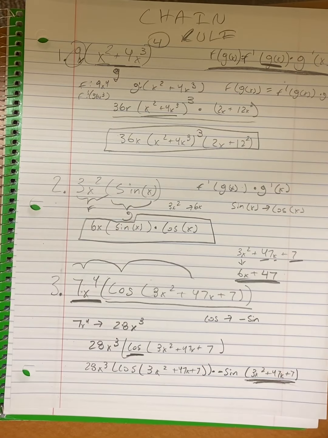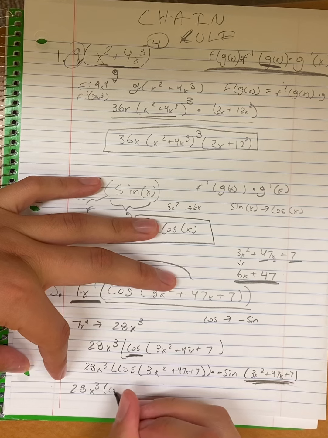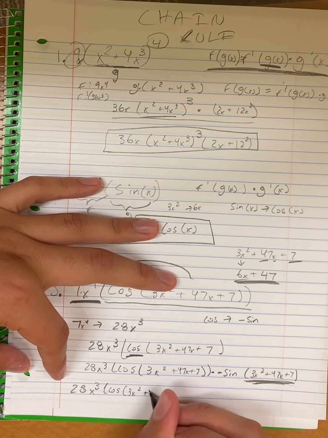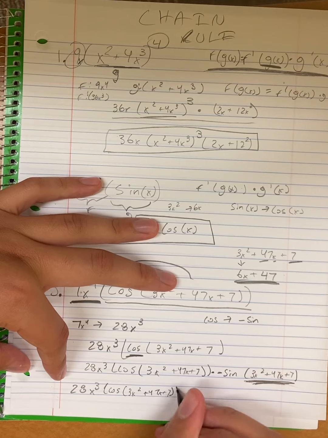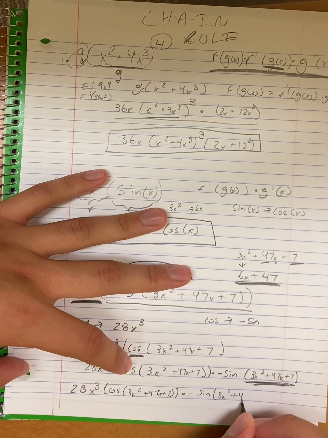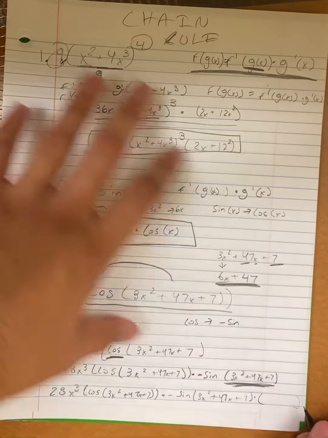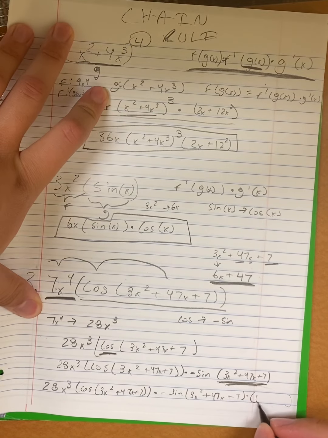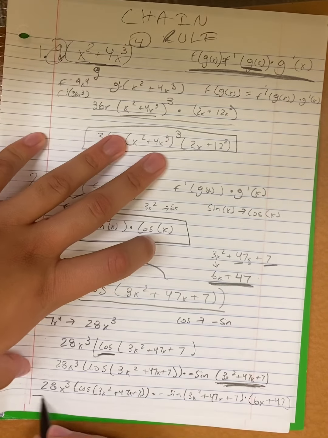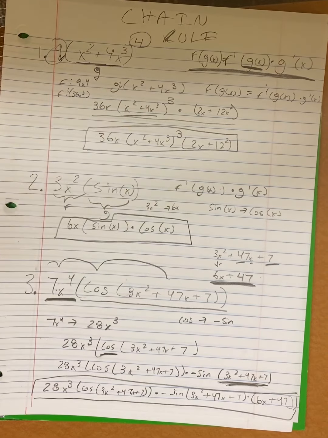So our final answer for this bottom question is going to be 28x cubed, pencil lead broke, times cosine of 3x squared plus 47x plus 7 times negative sine 3x squared plus 47x plus 7 times 6x plus 47. And that is our answer. That is the basic application of the chain rule.